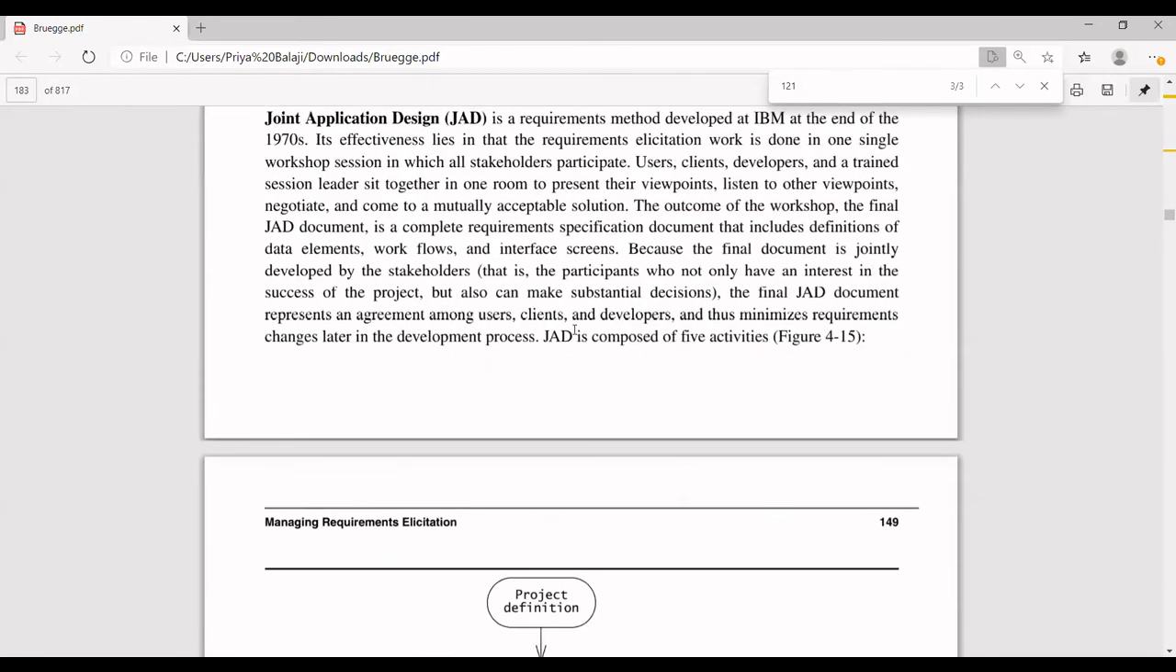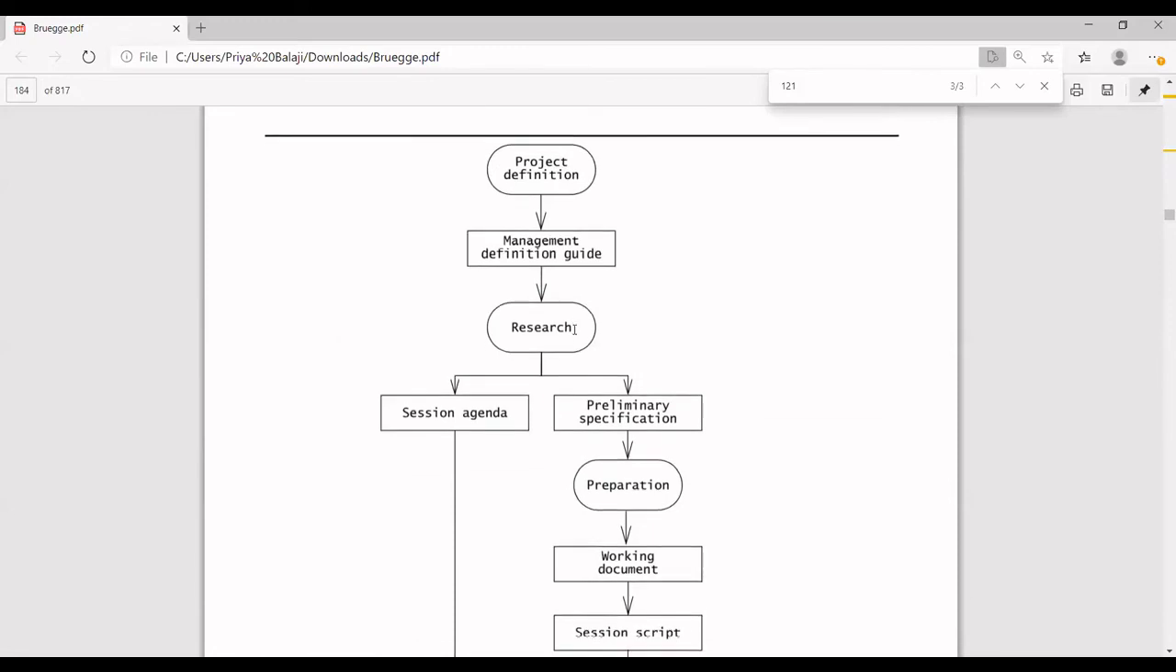So they have shown you here one representation of the JAD. Exactly what is going to happen in the project definition phase, what is happening in the management definition guide. In the project definition phase, these are the activities of your JAD. There are 5 activities over there. The first activity is project definition.